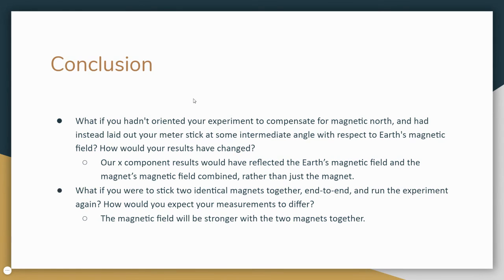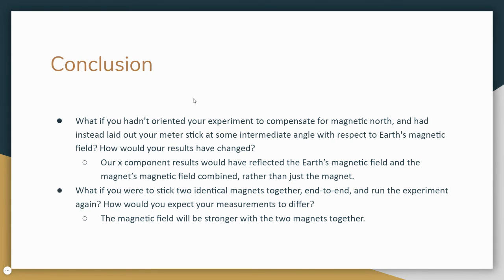Finally, to answer some questions: what if you hadn't oriented your experiment to compensate for magnetic north and instead laid out your meter stick at some intermediate angle with respect to Earth's magnetic field? How would your results have changed? Our X component results would have reflected the Earth's magnetic field and the magnet's magnetic field combined, rather than just the magnet.